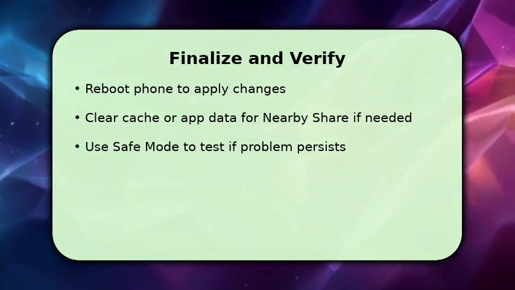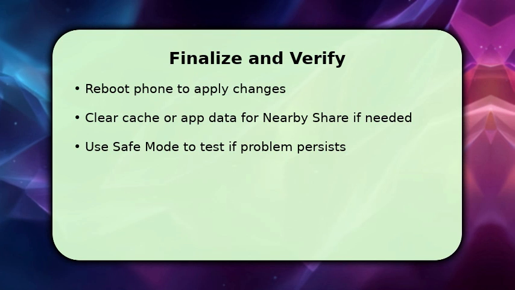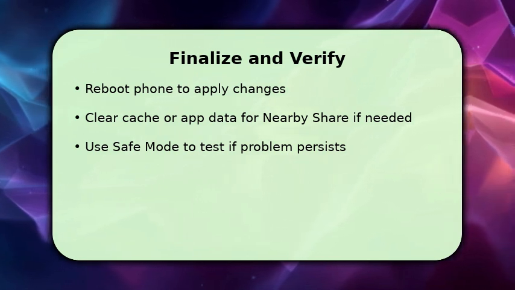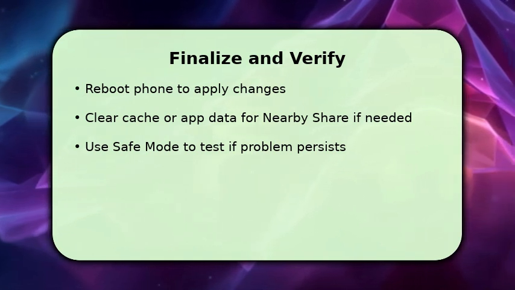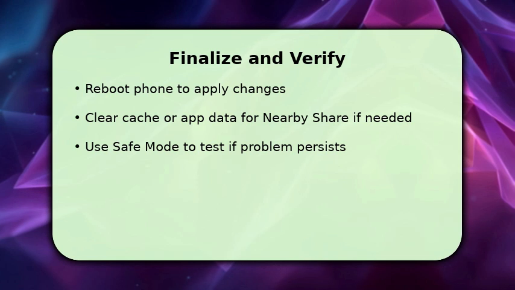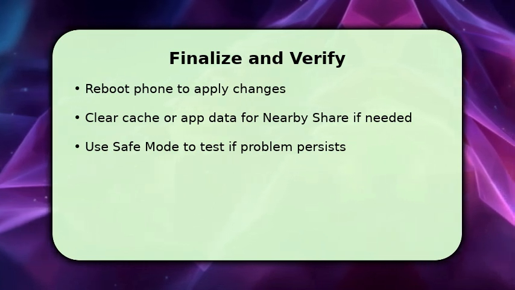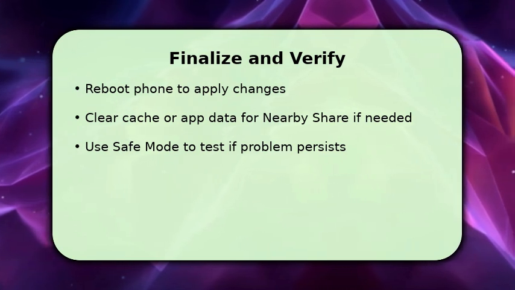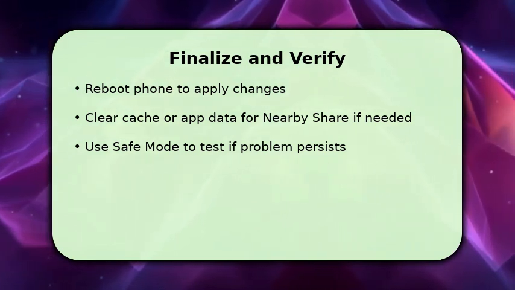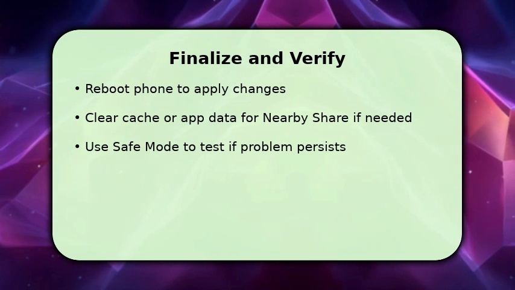If QuickShare still behaves oddly, go to Apps, then Show System Apps, then Nearby Share/QuickShare, and clear cache or app data to reset state. Make sure permissions like location or storage are revoked if you want stricter control. Troubleshooting tip: if it still shares, boot into safe mode to confirm a third-party app isn't re-enabling the feature.